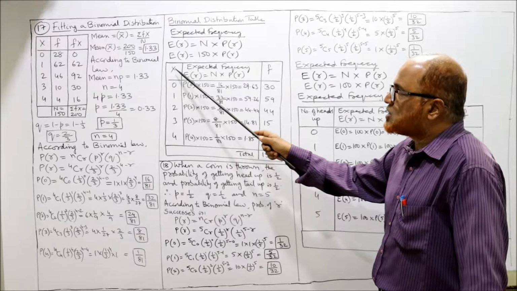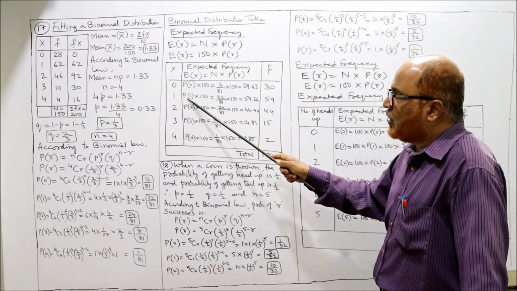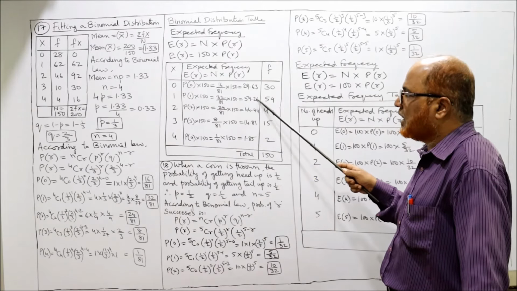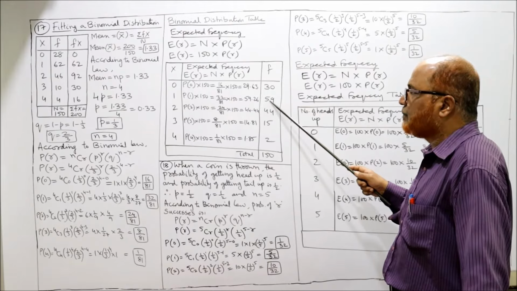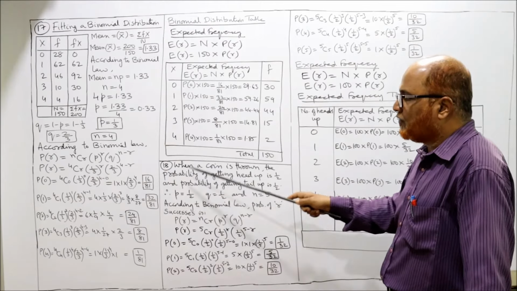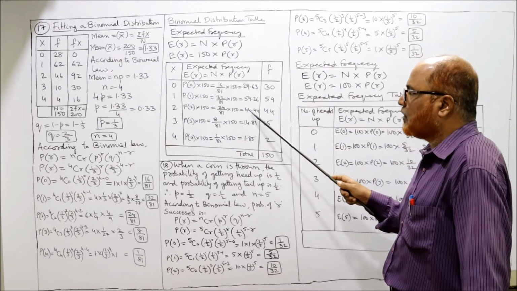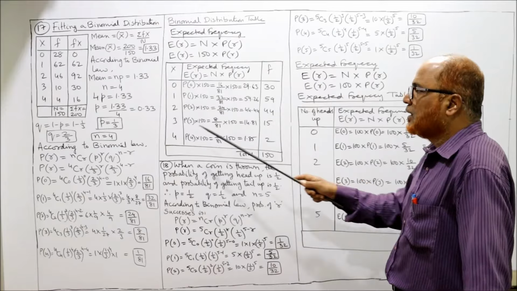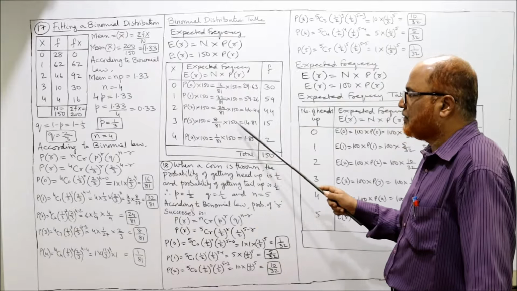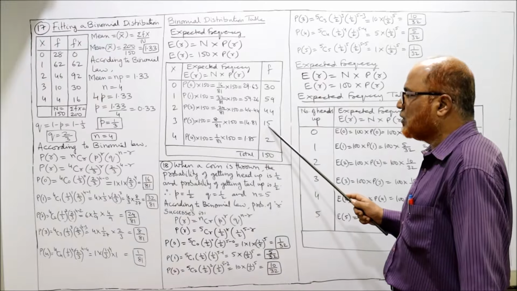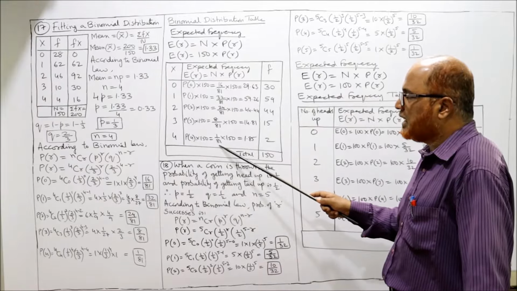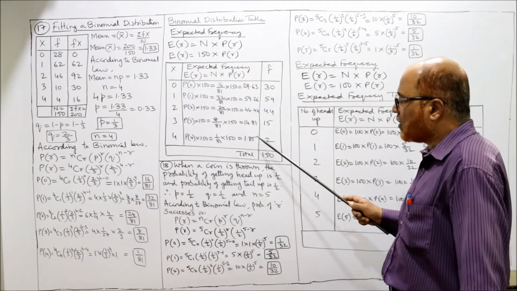Then E of 1, expected frequency of 1. So P of 1 into 150. P of 1 is 32 by 81. 32 by 81 into 150 is 59.26. Round it off to 59, right? Similarly to find E of 2, P of 2 into 150. P of 2 is 24 by 81 into 150, 44.44. I have taken 44. E of 3 is P of 3 into 150, 8 by 81 into 150, 14.81, approximately equal to 15. Then E of 4, P of 4 into 150, 1 by 81 into 150, 1.85, rounded off to 2.